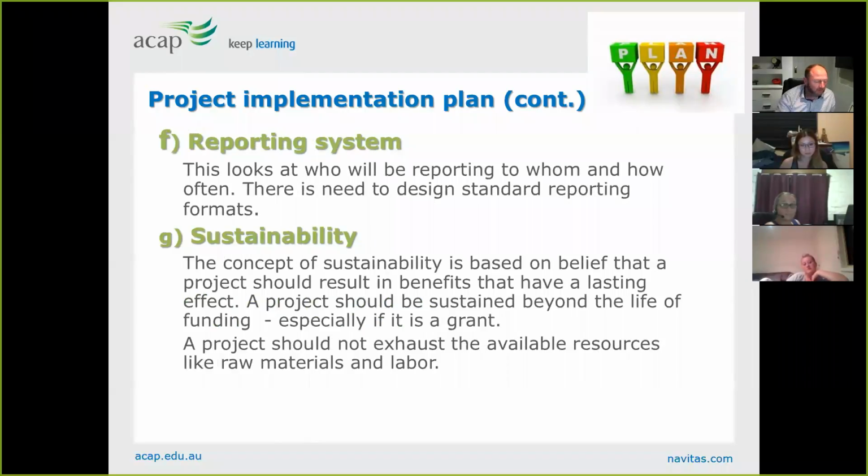The reporting system, what you're reporting, who you're reporting to, and the sustainability. So hopefully the sustainability is more so about there might be some funding that is available, and that's how you start this project up. But what's going to happen as you go along and you deliver? Will that project go on? Will it be sustainable without seeking extra funding to keep that program going? These things have to be considered and reported upon.